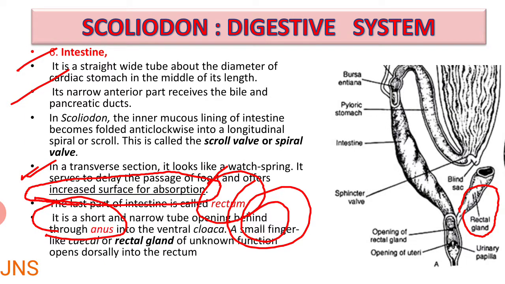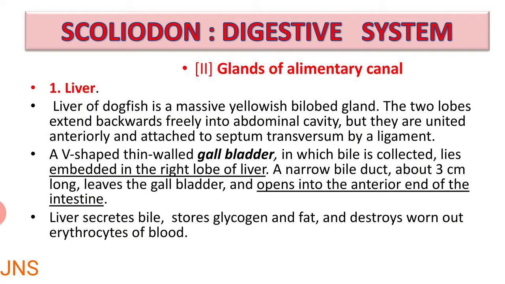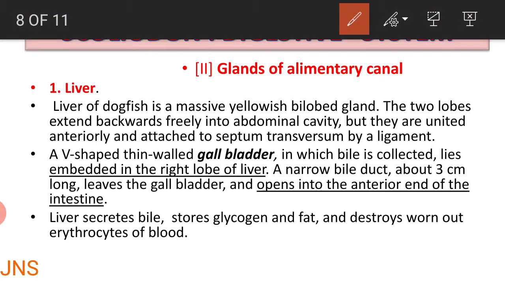So, about the glands, which are called glands of the alimentary canal, or associated digestive glands. There are basically two important glands which have a major role in digestion. First is the liver.